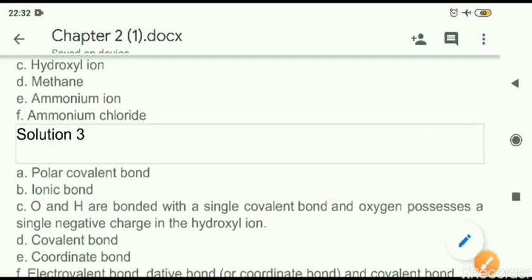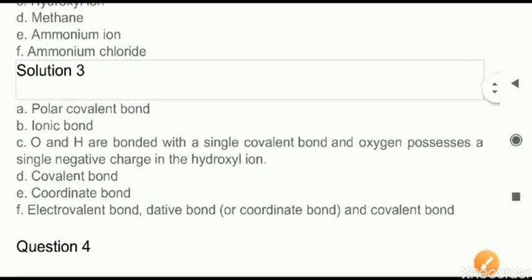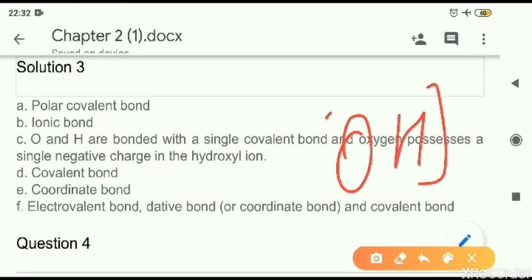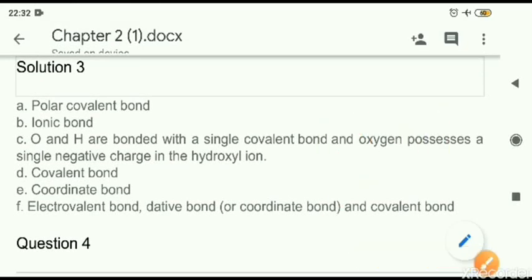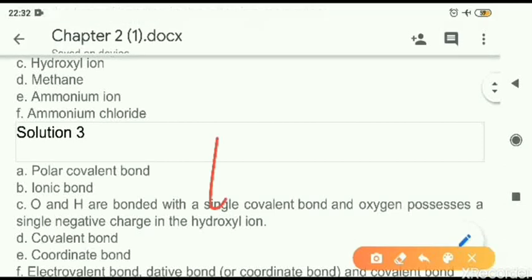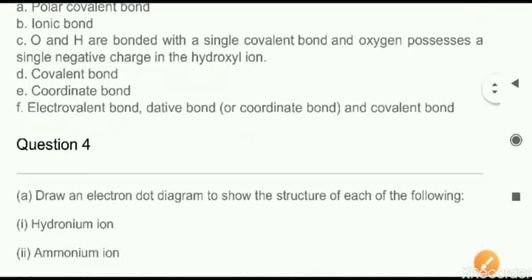The next one, C part, is hydroxyl ion. Hydroxyl ion, just now in the class we have seen that is OH negative. It is actually forming what? It will form a single covalent bond in itself. They are not asking OH with anything else. Between oxygen and hydrogen, which kind of bond is formed? That is a single covalent bond.